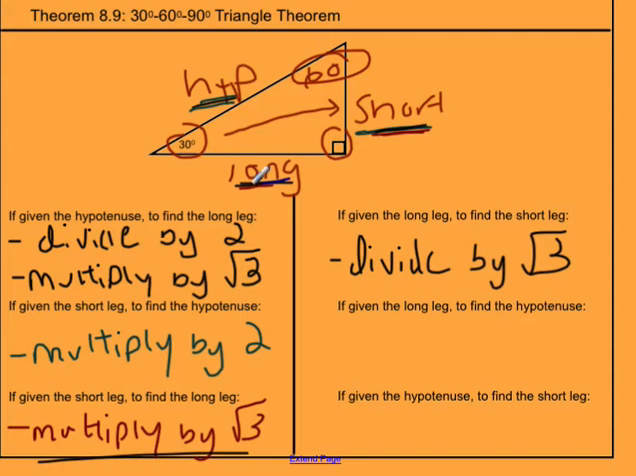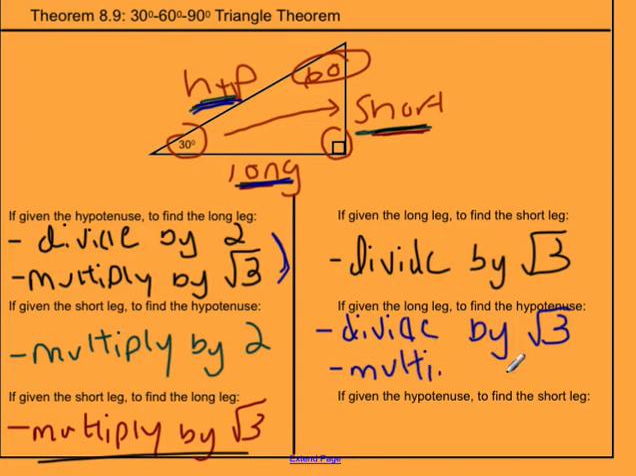If you're given the long leg and you want to find the hypotenuse, two steps. First thing you're going to do is divide by the square root of 3. It's probably going to be the opposite of this, wouldn't you think? And then you're going to multiply by 2. So they're really opposites, all of these rules. So we're writing all of them out.